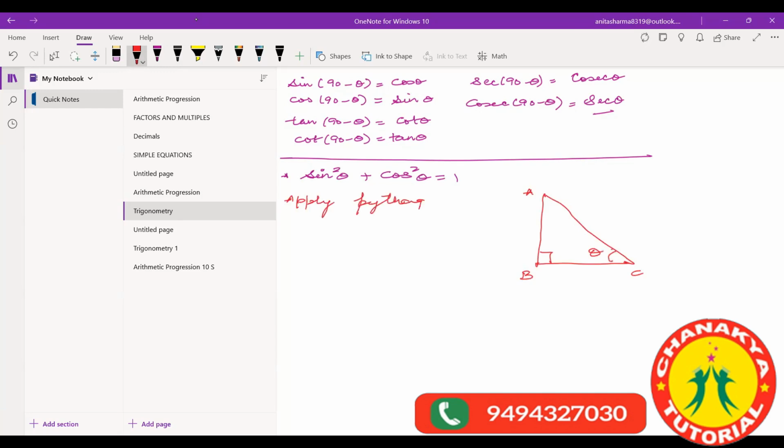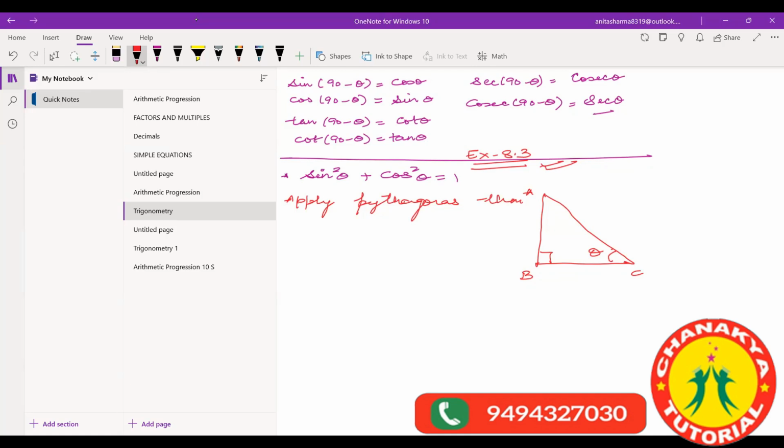Ma'am, is this also a deleted question? No, no, no. This is your exercise 8.3 in your NCERT textbook. And from this exercise, a subjective question will come 100%. Subjective question and case study question also. Okay? So now apply Pythagoras theorem.